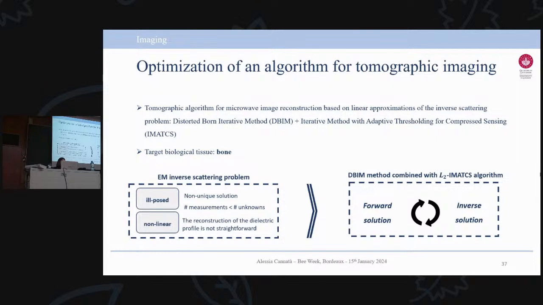And the combination of these two methods allows us to iteratively update the forward solution of the first method with the inverse solution of the other one in order to get the contrast function between the adjacent pixels, and in such a way we can position correctly which point is scattering and where and how much.